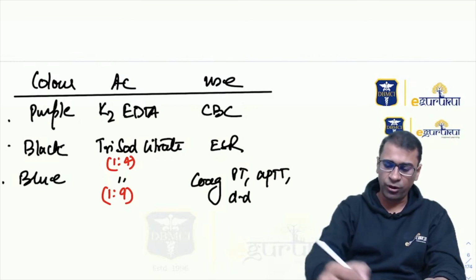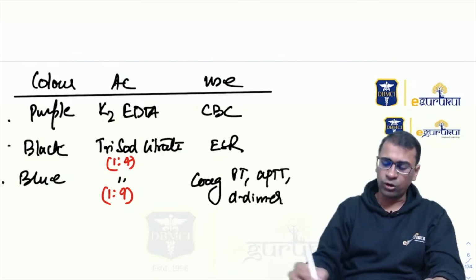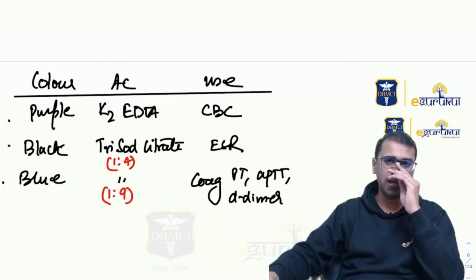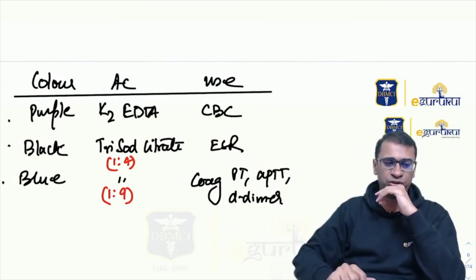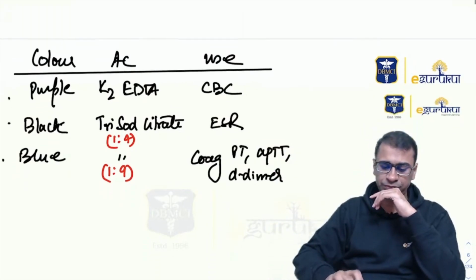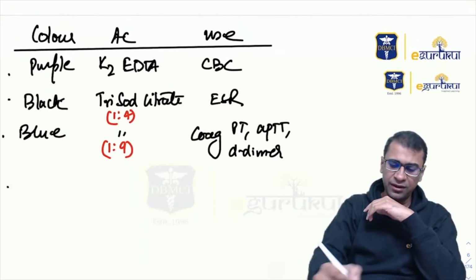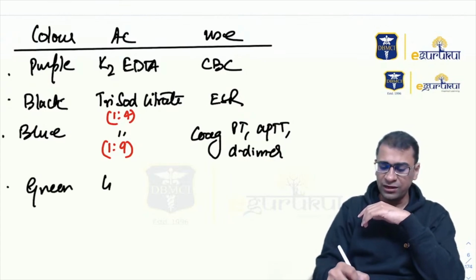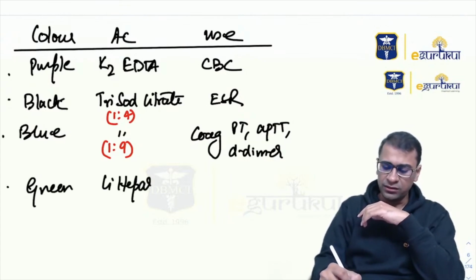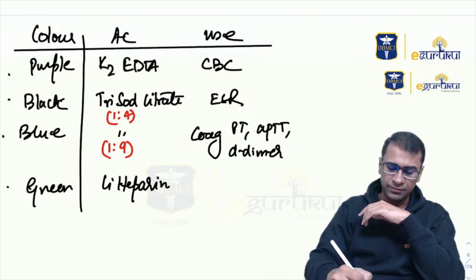Now this can be one question, because D-dimer has been a frequently sent sample in COVID days, and therefore D-dimer is an important question that can be asked from this. Apart from this, it can be green in color. So the green color has lithium heparin in it. The green color is lithium heparin.